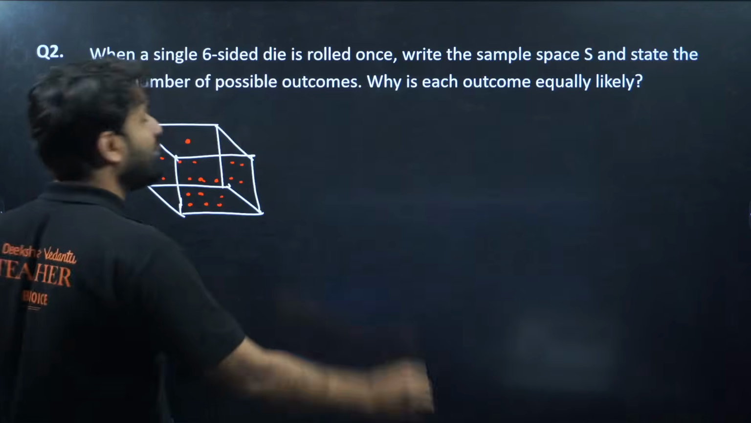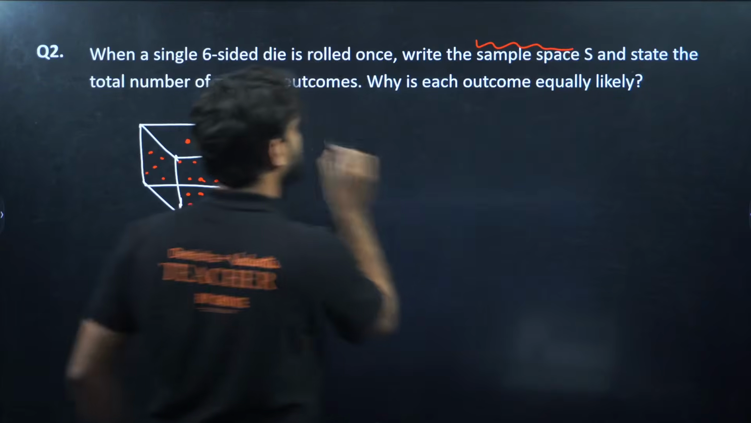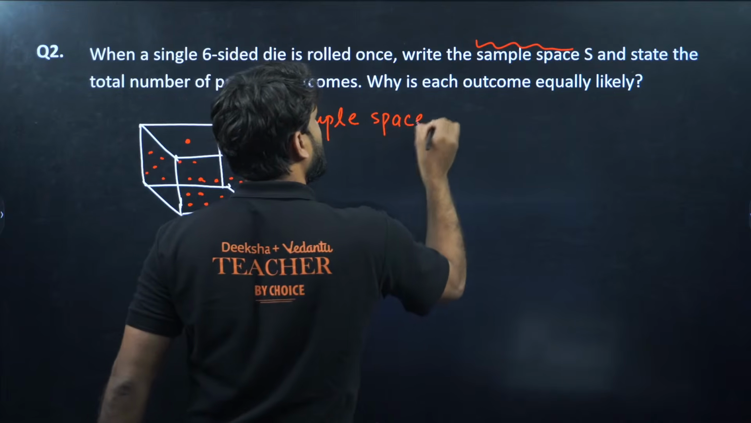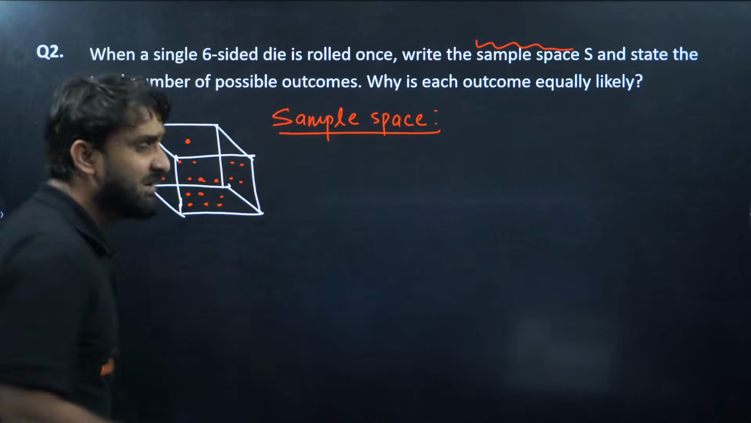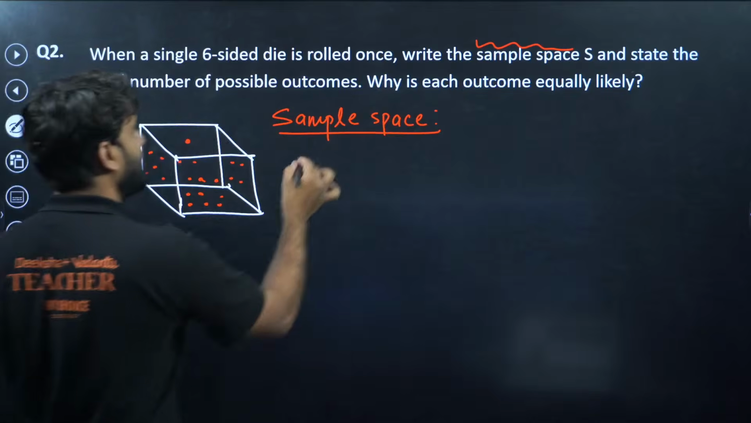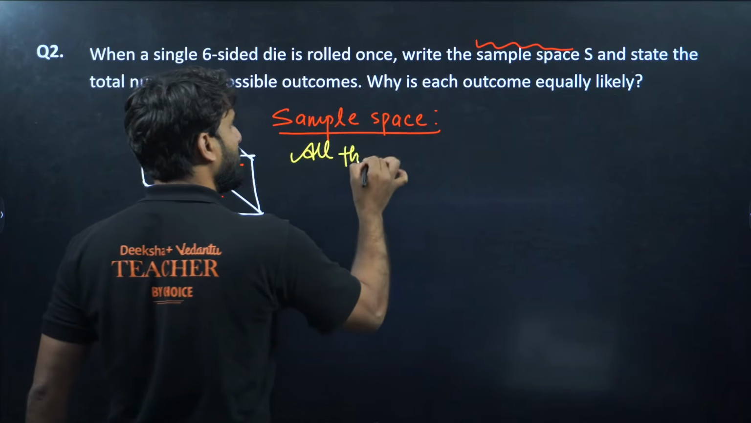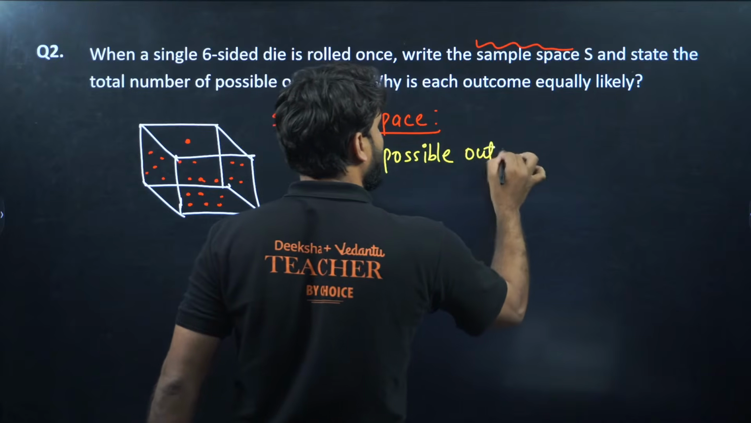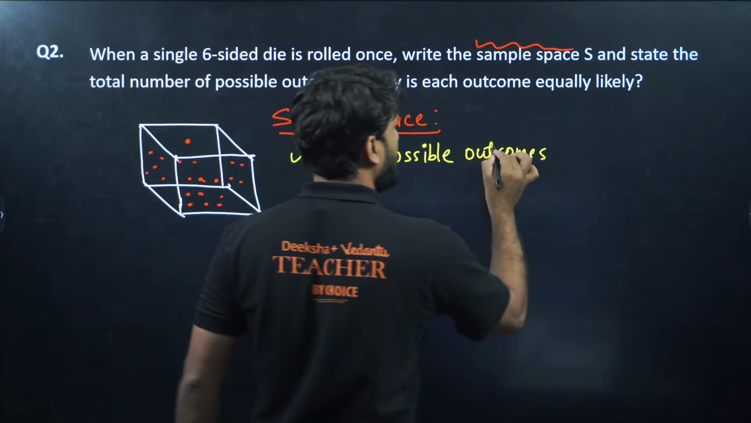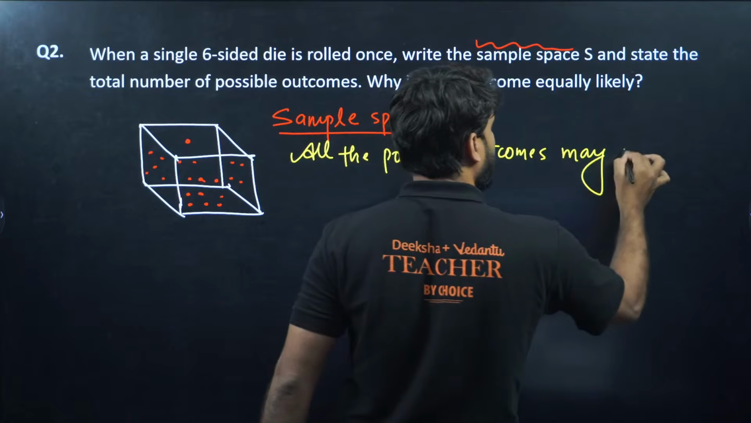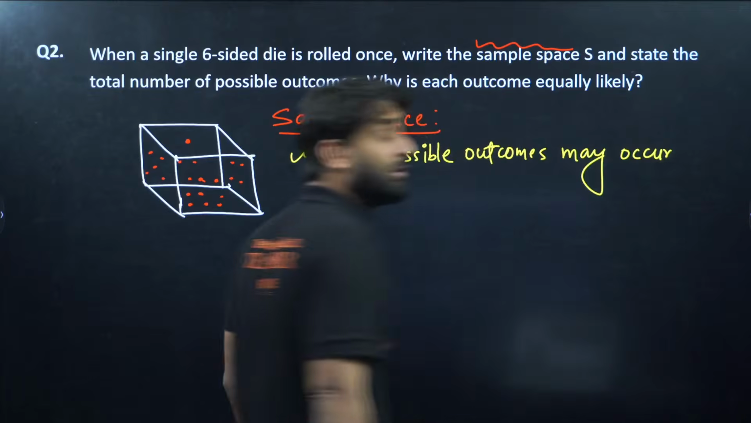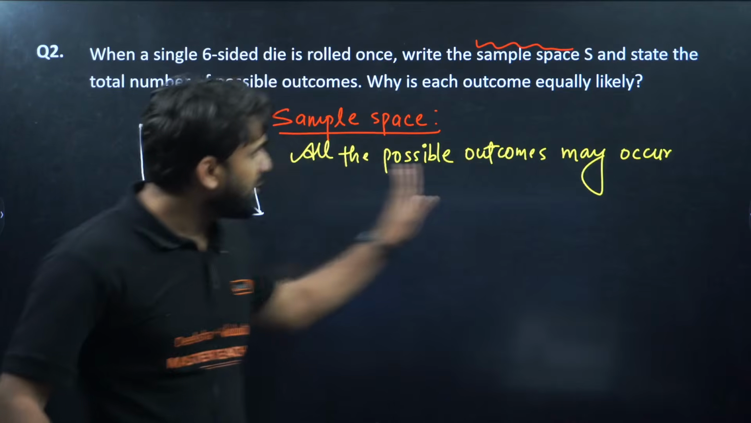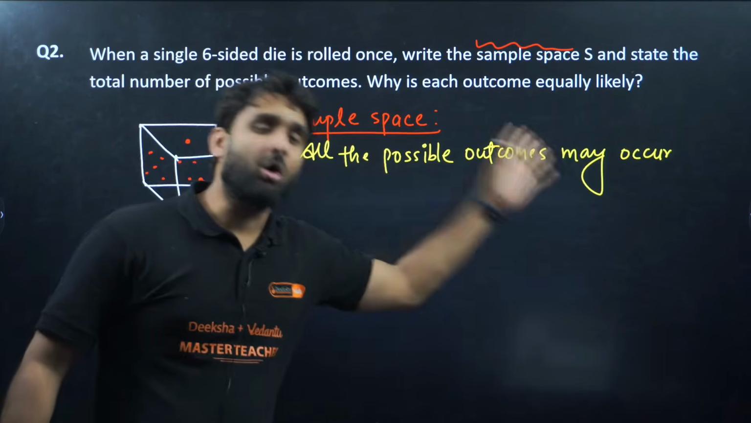Listen, champion. So what is called sample space? First, understand the sample space. Sample space is all the possible outcomes that may occur. In any experiment, all the possible outcomes that may occur are called the sample space.